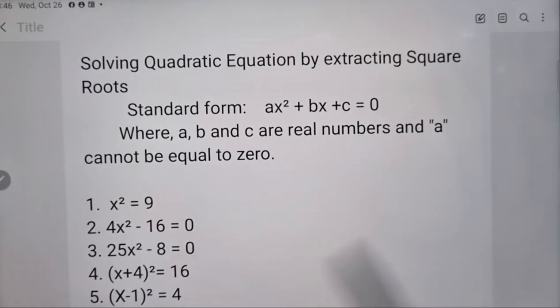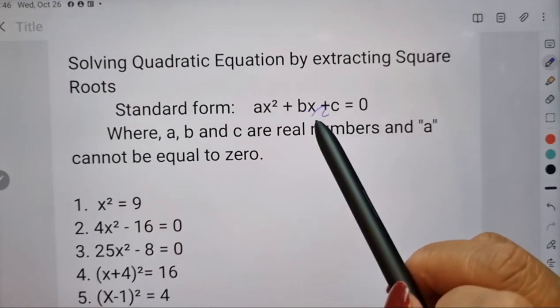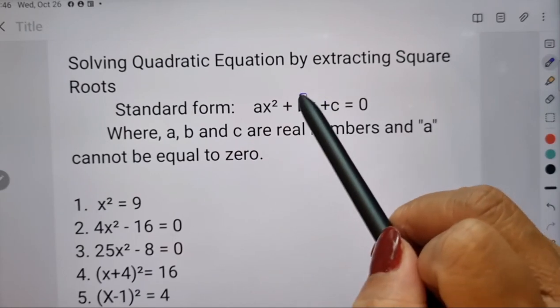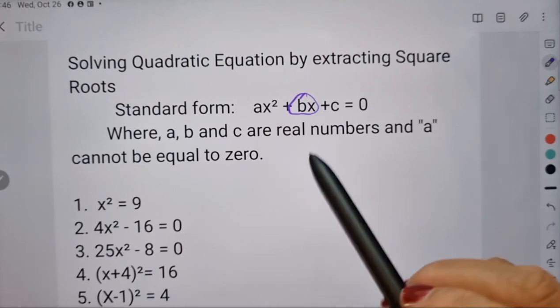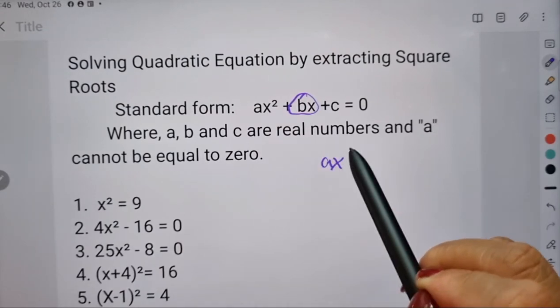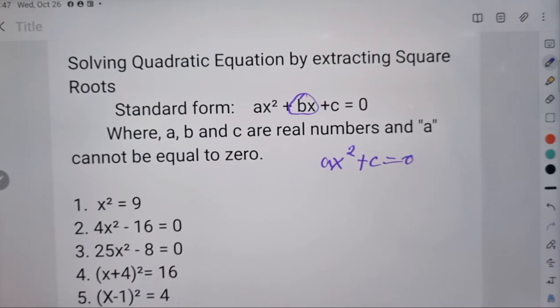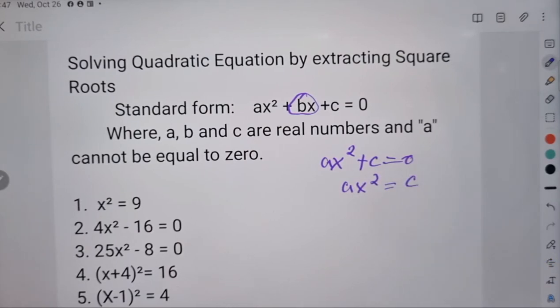Okay? So now, what happen if the value of b is 0? So if the value of b is 0, it means that we have 0 times x, which is 0. So ang mangyayari, mawawala yan. Mawawala ngayon ang middle term natin. So what we have now is ax squared plus c is equal to 0. Okay? Or you can have ax squared is equal to c.